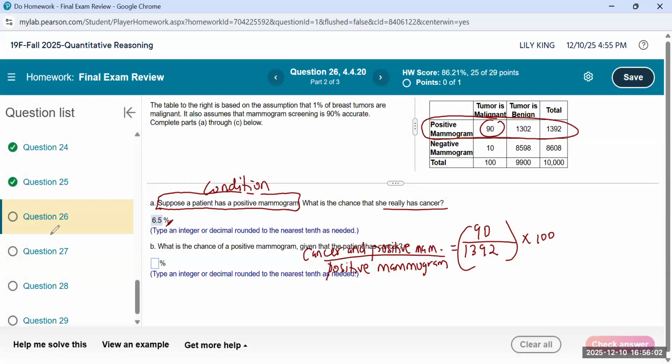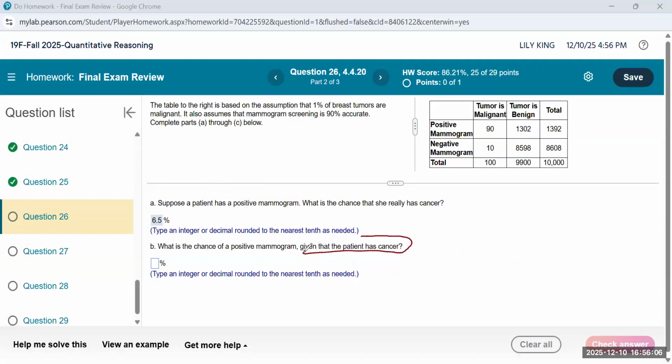Now, the next one is also a conditional probability. We have the given statement. So given is the condition. So we are looking at the total cancer, the total tumor that is cancerous, as the condition. So that stays at the bottom part of your fraction. And within that, you want to select your positive mammogram, which is 90. And expressing that as a percentage, you have to multiply by 100. So this is 90%.